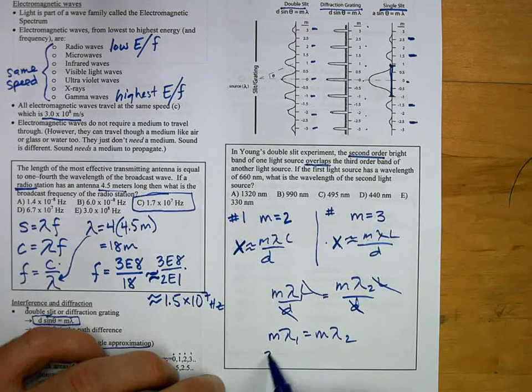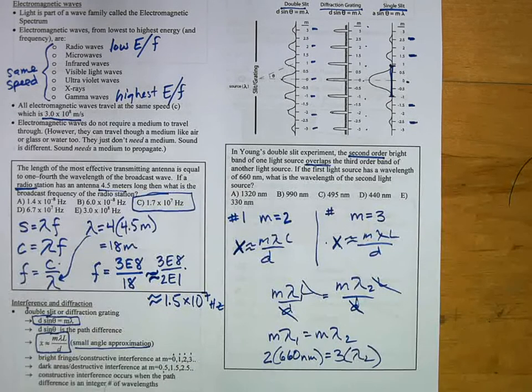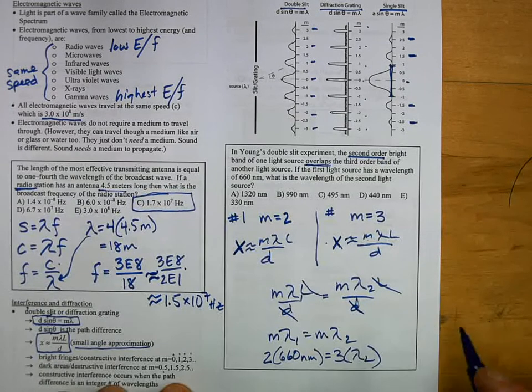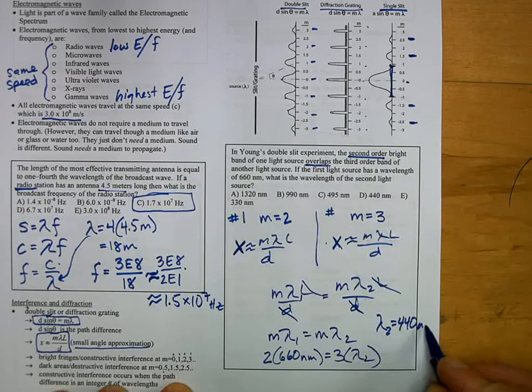m is 2 here, and lambda 1 is 660 nanometers. This m is 3, and this lambda is what we're looking for. So I'm plugging this in, and I get an answer of lambda 2 equals 440 nanometers.